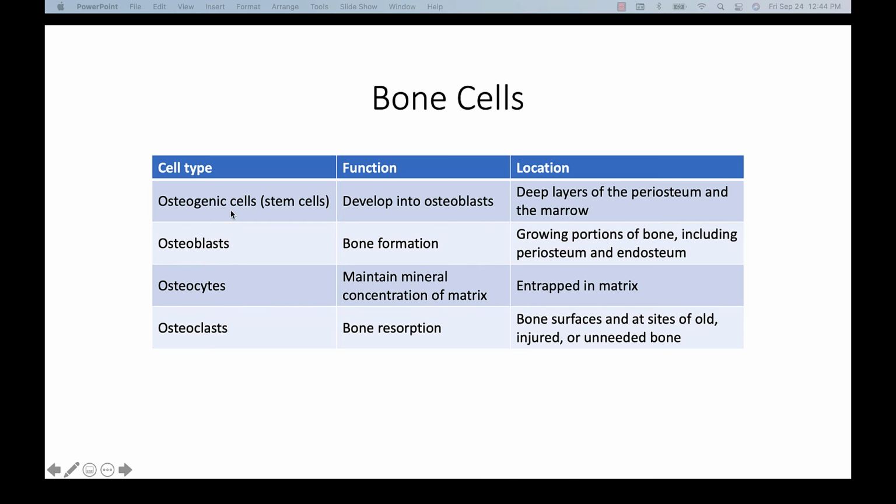And so here's a little table that puts together the different functions of those cells as well as their locations. And so we find osteogenic cells deep in the layers of the periosteum and marrow, and these help develop into osteoblasts. And then we have the osteoblasts that grow portions of the bone, including the periosteum and endosteum. And then we also see osteocytes that are entrapped in the matrix, and they help maintain the minimal concentration of that matrix. Osteoclasts, again, resorb that bone, and they're found on the bone surfaces and at sites of old, injured, or unneeded bone that needs to be removed.